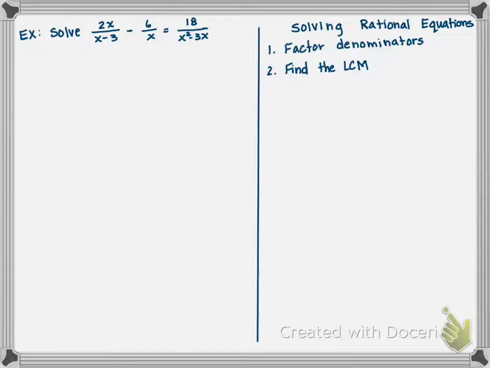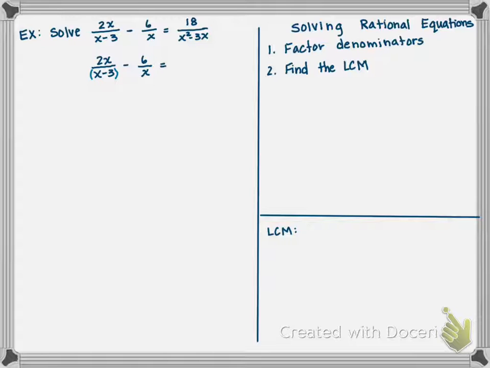I didn't leave myself enough room to do it up there, so I'm just going to do it here. So my LCM, well, first I need to factor. So I have 2x over x minus 3. Well, x minus 3 is a linear factor, and it doesn't contain any GCF, so there's nothing to do to factor that one. And then minus 6 over x. And x is just a monomial factor. There's no addition or subtraction there, so there's no way to break it down.